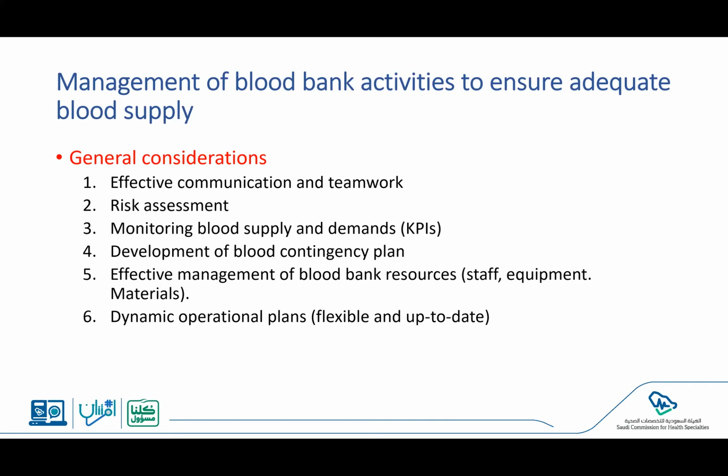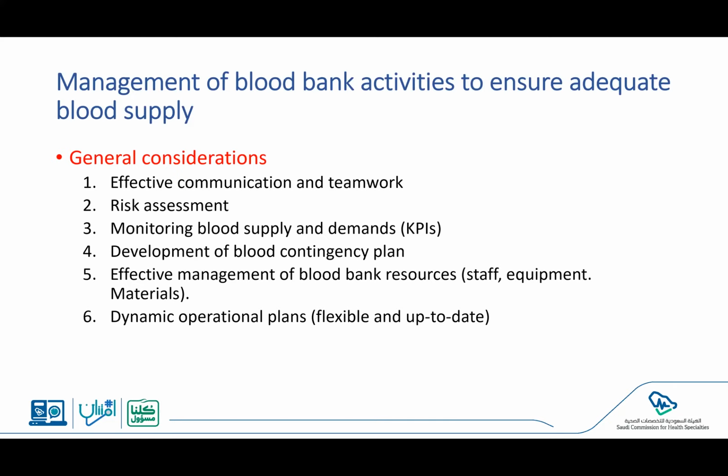Risk assessment is another important part of the planning. We always have to have a risk assessment for any impact on the blood supply in such situations. Monitoring the blood supply and demands always needs to be there, and we can use continuous monitoring of KPIs to see where we are going and where we have to escalate our plans to the next level of response. Developing a blood contingency plan is an essential requirement in every blood bank, but it becomes more needed in such situations, especially in severe shortage of blood. We have to have a clear contingency plan, and that can minimize the effect of blood shortage.